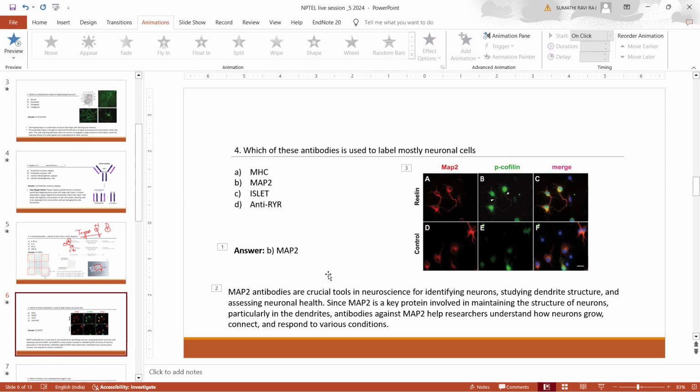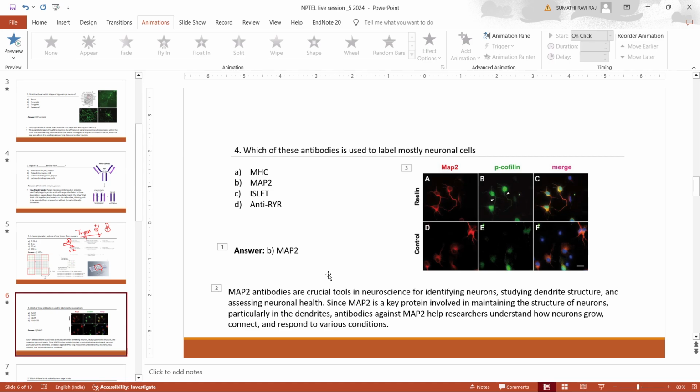Next is which of these antibodies is used to label neuronal cells. So your MAP2, you'll answer. Your other options are your MHC. MHC, you know, it's your MHC class proteins. It is present usually in immune cells.